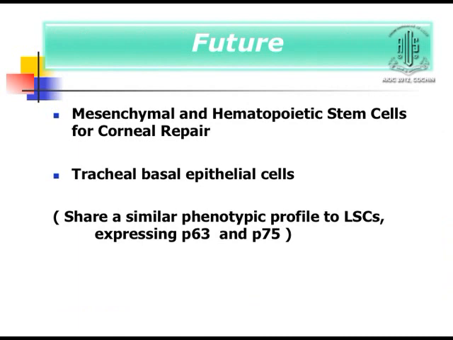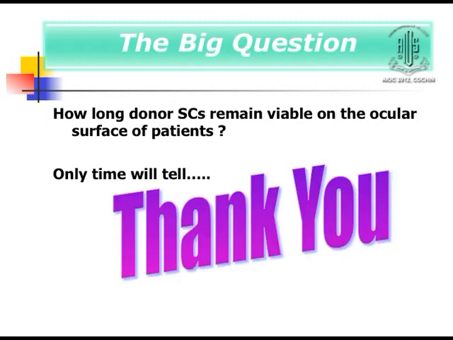So what is the future of these mesenchymal and hematopoietic stem cells for corneal repair? I think we can get it done in future. And similarly, tracheal basal epithelial cells have a similar phenotypic profile to limbal stem cells, expressing P63 and P75. The big question is, how long do donor stem cells remain viable on the ocular surface of the patient? Only time will tell about that. Thank you very much.